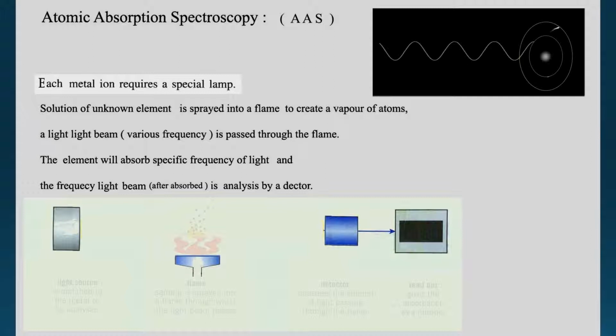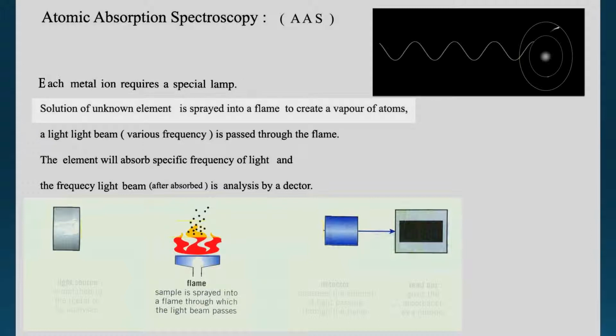Now, next step, you spray the sample onto the flame. The unknown sample that you're testing, you spray it onto the flame. Why? So that it will become vaporized. So it becomes a vapor of atoms or ions.